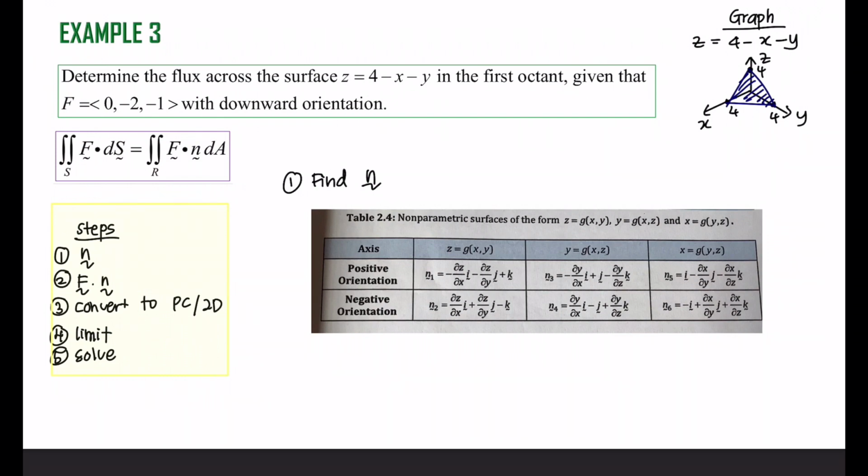Look at this example. Determine the flux across the surface. Flux of the surface refers to surface integral.